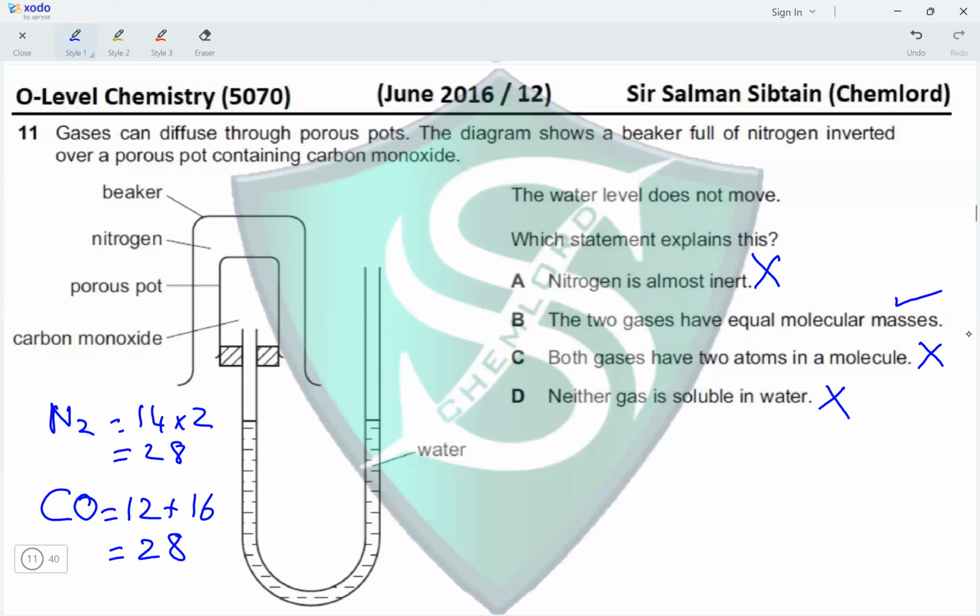So the only logical explanation here is that both the gases have the same molecular masses, so they will have no effect on the movement of the water in the glass U-tube, making option B the correct option for this question.